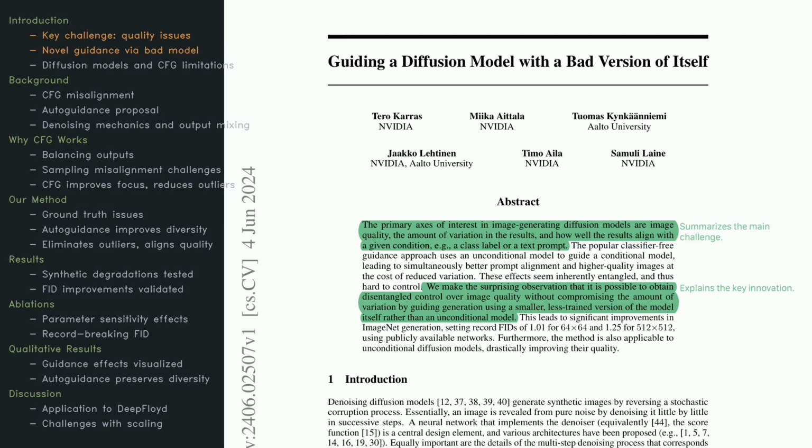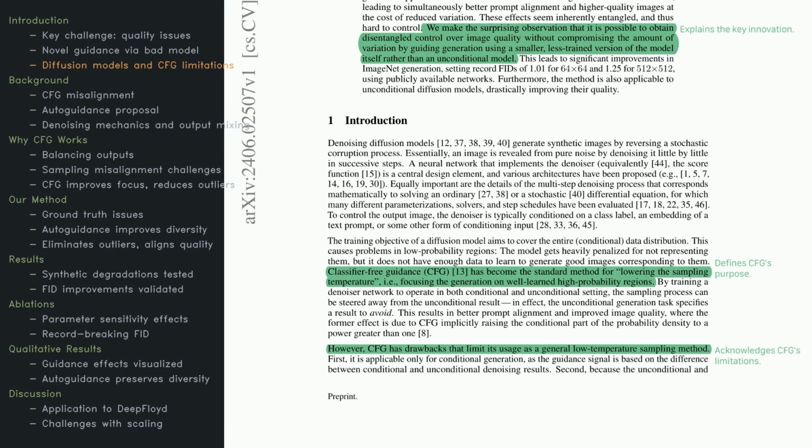Let's keep going. Now, turning to the introduction on this page, we get more context about diffusion models. They generate images by reversing a noisy process step by step. Think of it like taking a blurry picture and cleaning it up until it's clear. This neural network can be conditioned on labels or text prompts to steer the final output. Classifier-free guidance helps sharpen these outputs and keep them on target, but it comes with trade-offs.